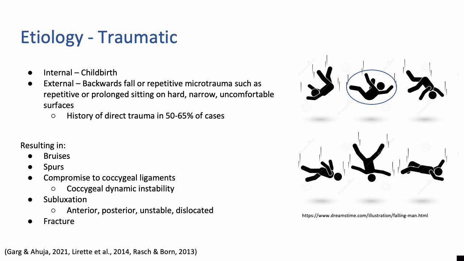So traumatic etiologies would include internal and external. So internal is going to be childbirth, and then external is going to be a backwards fall or repetitive microtrauma, such as repetitive or prolonged sitting on hard, narrow, or uncomfortable surfaces. And in about 50 to 65% of cases of coccydynia, there is a history of direct trauma. And trauma can result in bruises, spurs, compromise to the coccygeal ligaments causing instability, subluxation, and even possibly fracture.